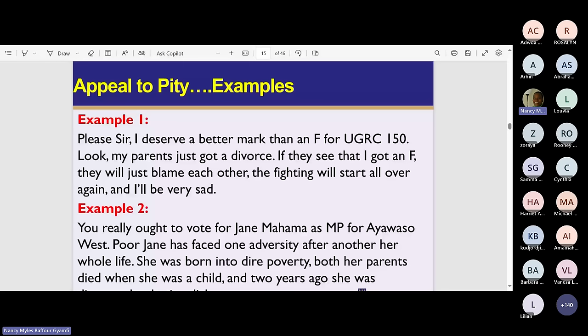You are coming to tell the lecturer that you deserve, look at the language, you deserve a better grade. Deserve, you know, to deserve something. A better mark than this. What are your reasons? You say because, if it doesn't change the grade which you deserve, your father and mother will fight and you will be sad. Hey, you have a father and mother who fight. Some don't even have any, yet they are coming to school. You see that? So I hope we got it. People play on it a lot, so we are done with appeal to pity. Appeal to force, appeal to pity, they are all fallacies of relevance.